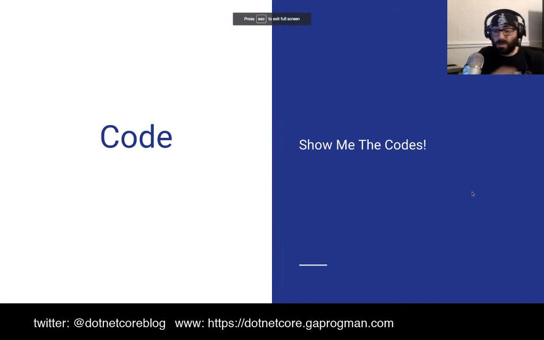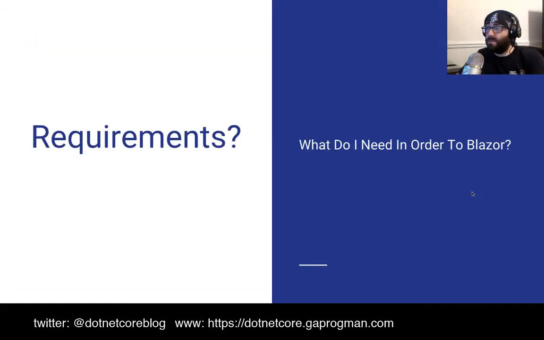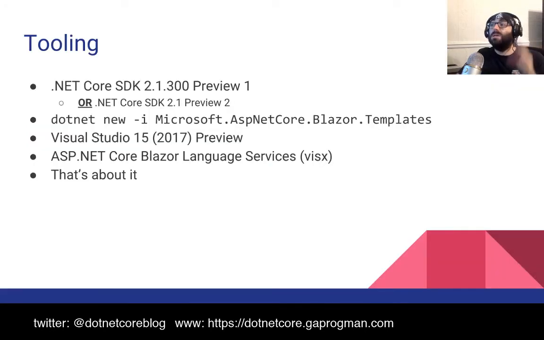Anyway, so I showed you the code. That's Poke Blazor. So what do you need to run Blazor? I've kind of touched on this earlier on, right? You need .NET Core SDK 2.1.300 Preview 1, or indeed the .NET Core SDK 2.1 Preview 2, which came out, like I said, 2 days ago as of recording of this video. So we're talking the 12th of April. And there'll be a link in the show notes to get the actual information on that.